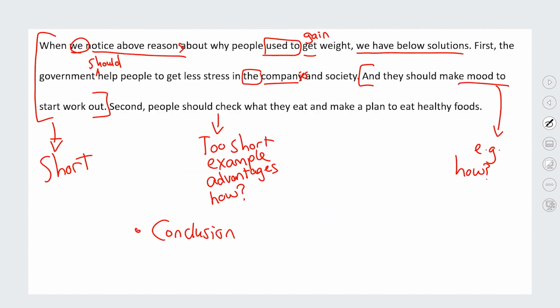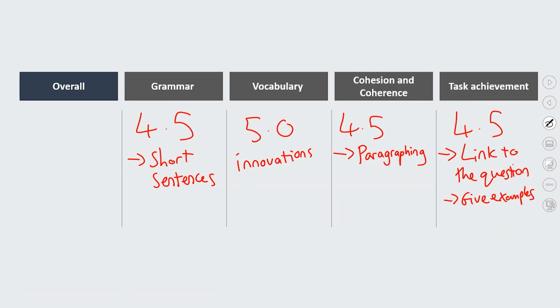So what I would advise to this candidate is that they really need to work on including more complex sentences. Okay? To hit a band 5, you need to be using a mixture of short and complex sentences. 2 is not enough, and 2 of identical structure is not enough. So overall, this candidate can only get a 4.5.